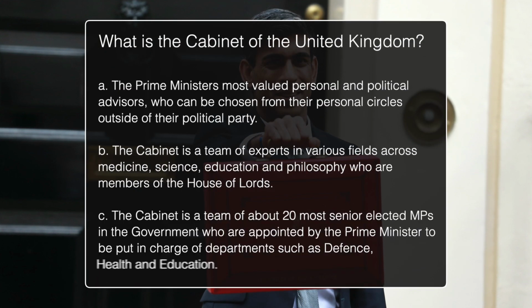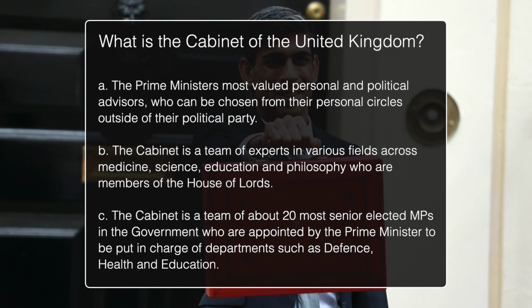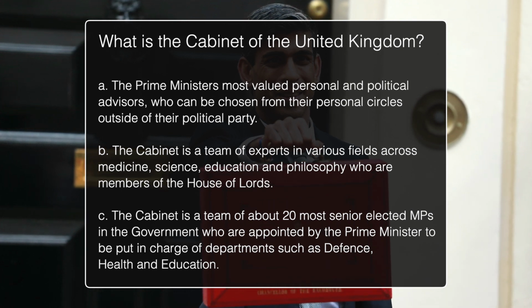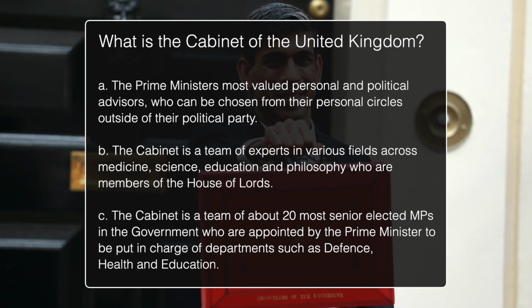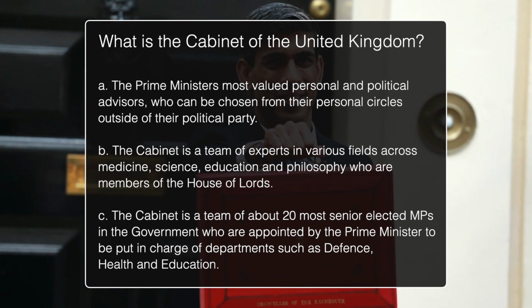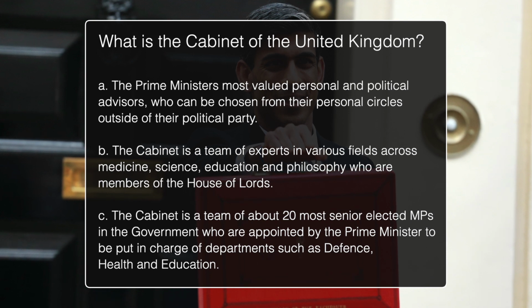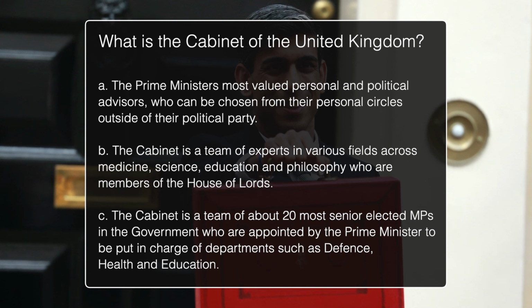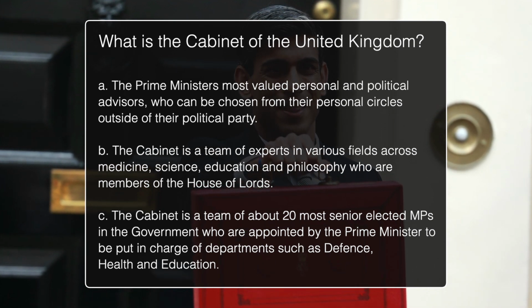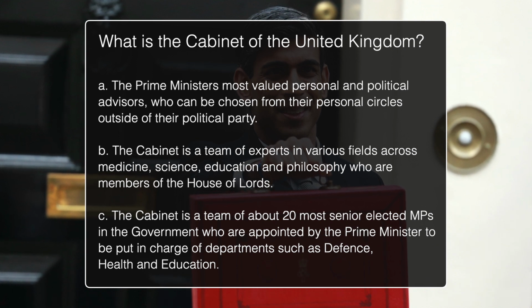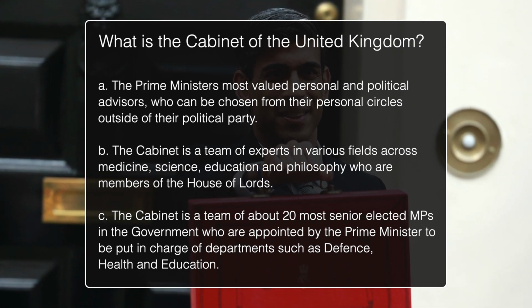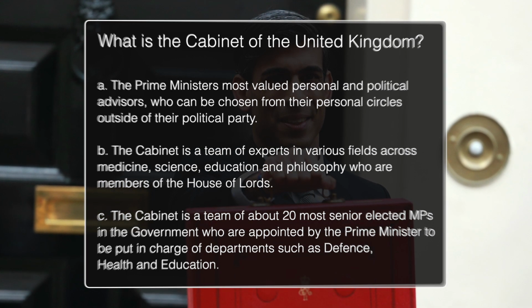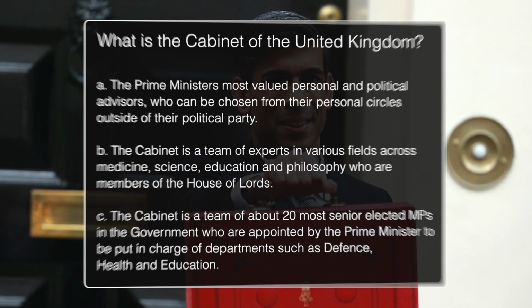What is the Cabinet of the United Kingdom? A. The Prime Minister's most valued personal and political advisers, who can be chosen from their personal circles outside of their political party. B. The Cabinet is a team of experts in various fields across medicine, science, education and philosophy who are members of the House of Lords. Or C. The Cabinet is a team of about 20 most senior elected MPs in the government who are appointed by the Prime Minister to be put in charge of departments such as defence, health and education.